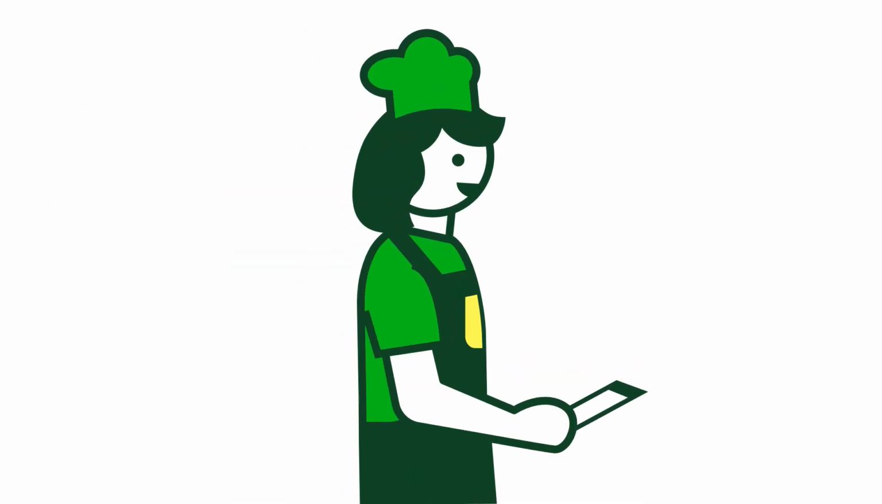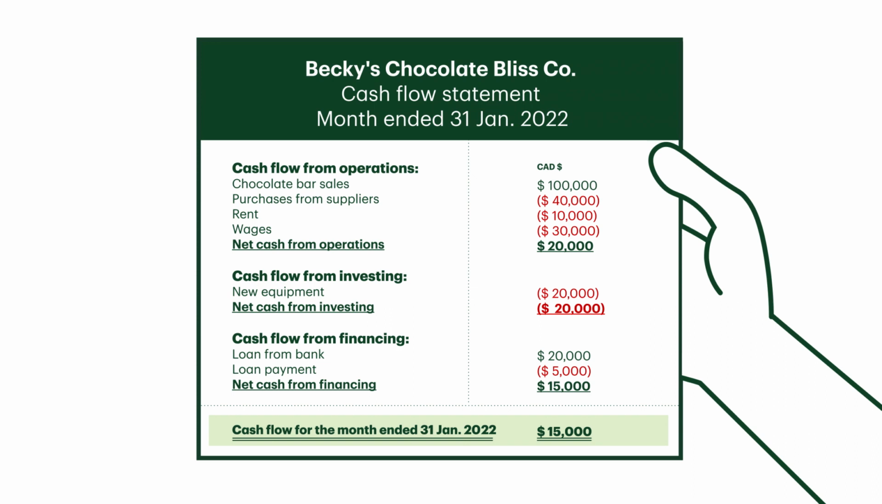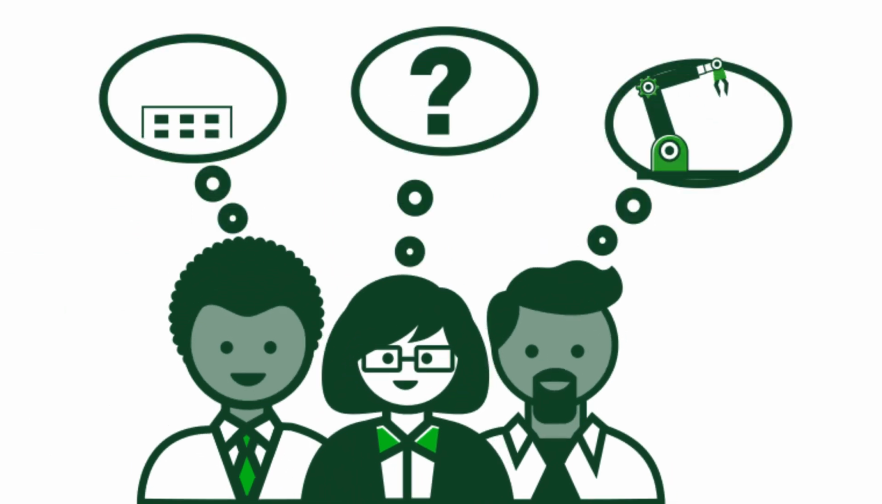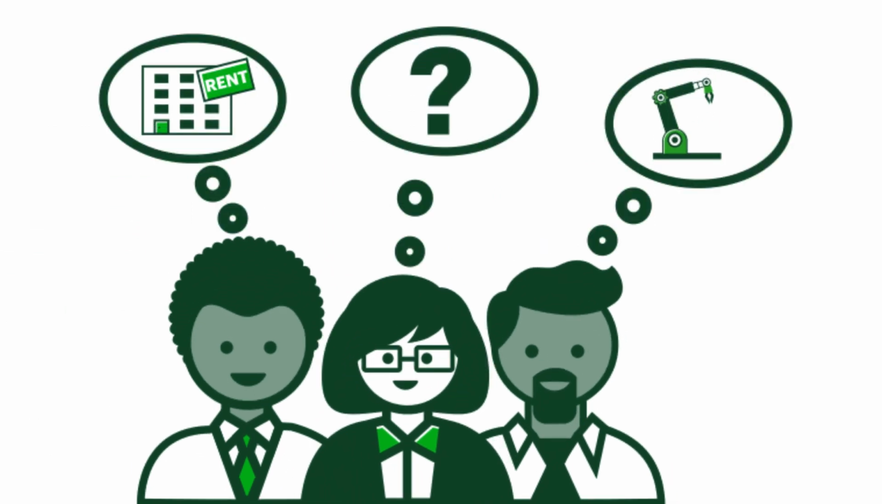Okay, that's a quick rundown of each part of a cash flow statement. Now, let's look at an example from our fictitious chocolate maker and break down what we can learn from each. Starting with cash flow from operations. Investors might consider asking questions like, what is the company's biggest expense? Will that change as it grows? How do these numbers compare to previous periods? How do these numbers compare to competitors?